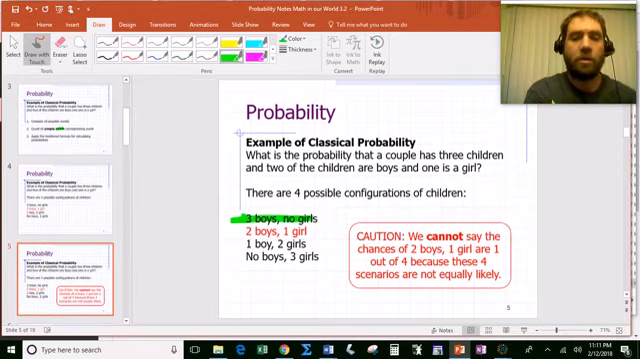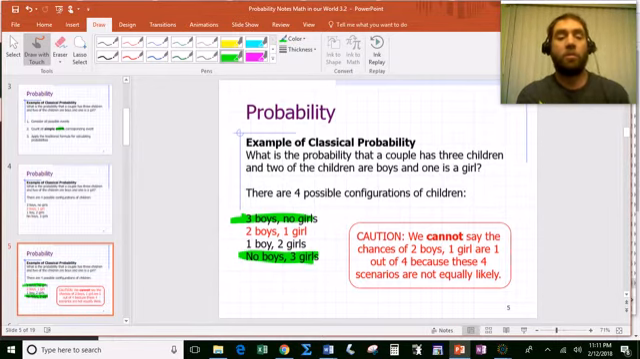Two of them are simple, so I'll use green here. That's a simple outcome. It can only happen one way. That's a simple outcome. It could only happen one way. So all boys, meaning a boy, then a boy, then a boy, or no boys, meaning a girl, then a girl, then a girl. Two boys and a girl, well, that could happen multiple ways. We have to count how many ways each can happen.